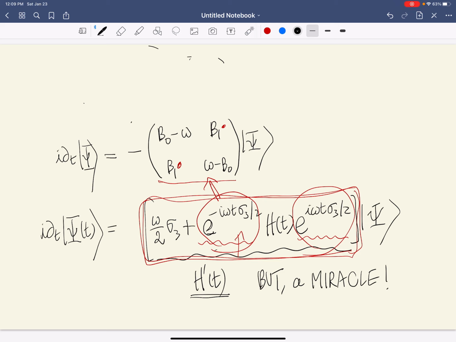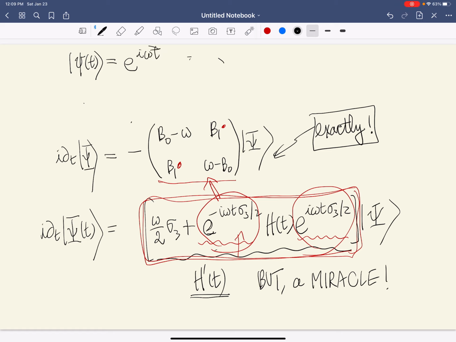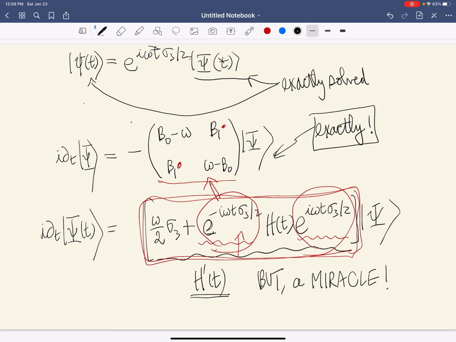Okay, so once we have this time-independent two-level Hamiltonian, we know how to do everything exactly. So this is exactly solvable now. The idea is to write the original state in terms of some phase factor multiplied by another state. And then this state becomes exactly solvable. So therefore, the original state is also exactly solvable.